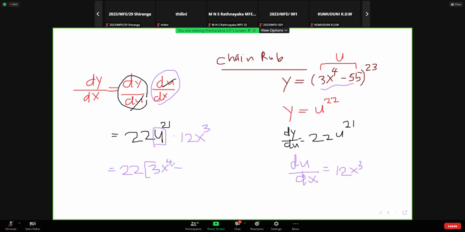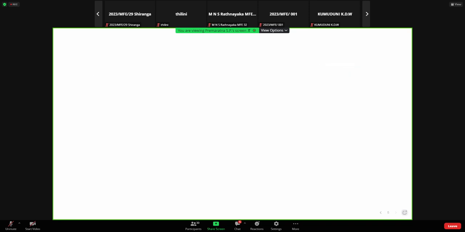Then the answer becomes 22, and we know u equals x⁴ minus 5, that is the u, to the power 21, and we also have to add the multiplication by 12x³. And simplify, you can get the answer. So those are the simple things.